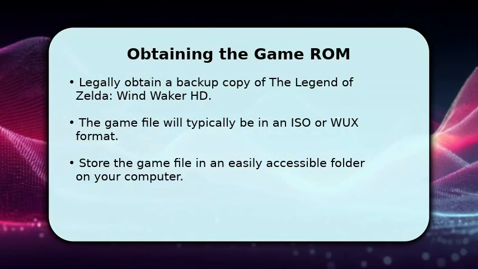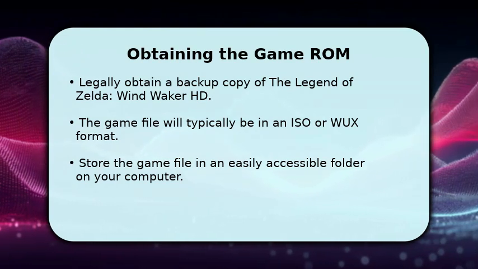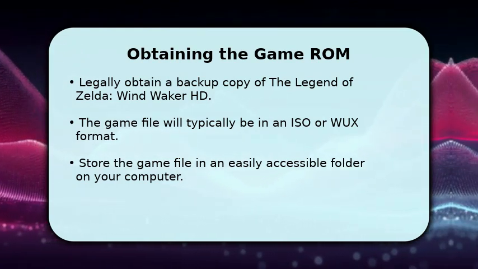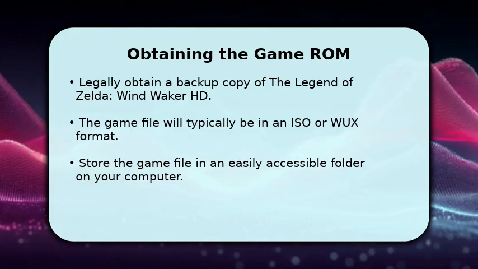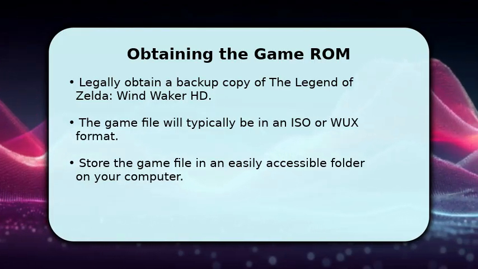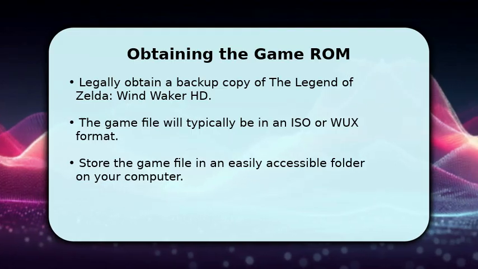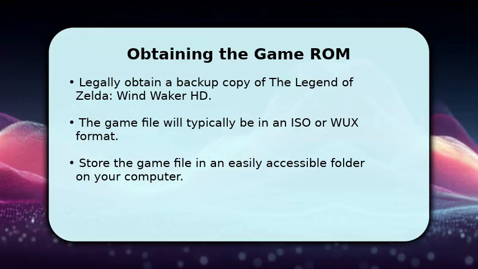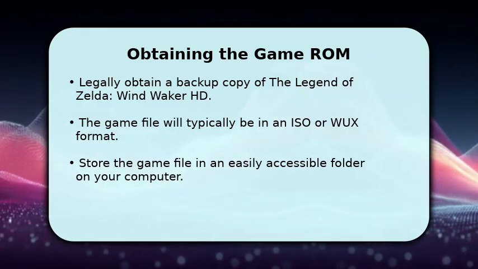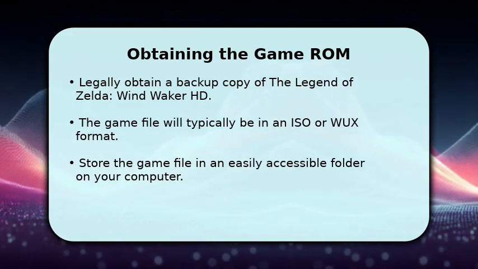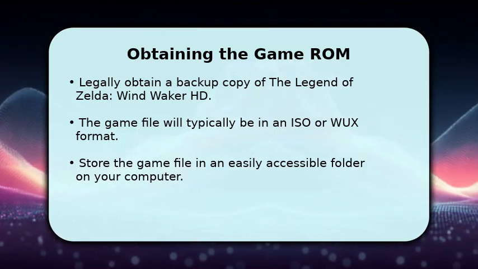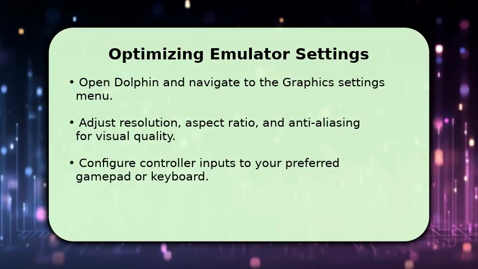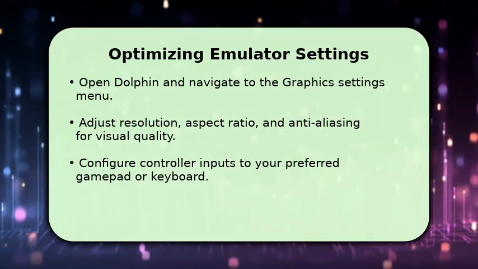Next, you'll need to acquire the game file itself. It's important to legally obtain a backup copy of The Legend of Zelda, Wind Waker HD. This game file usually comes in an ISO or WX format. Once you have it, save the file in a folder that's easy to find on your computer. This ensures that the Dolphin emulator can locate and load your game without any hassle, getting you closer to your adventure.